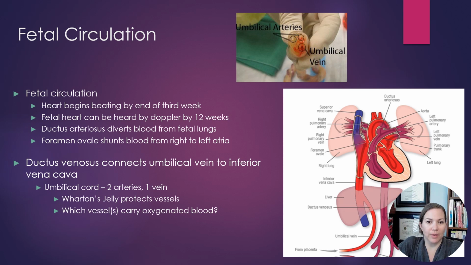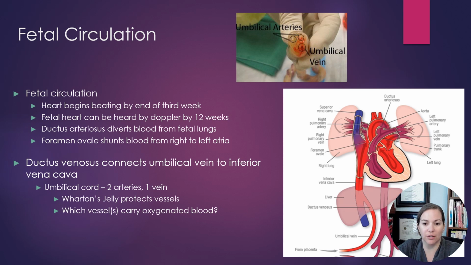Okay, so some of the specifics about fetal circulation. As I said, by day 17, circulation is established, which means the heart begins beating by the end of the 3rd week. It can be heard externally by Doppler by 12 weeks. You can imagine it's extremely tiny at only 3 weeks, so it needs to develop a little more before we can hear it on Doppler.